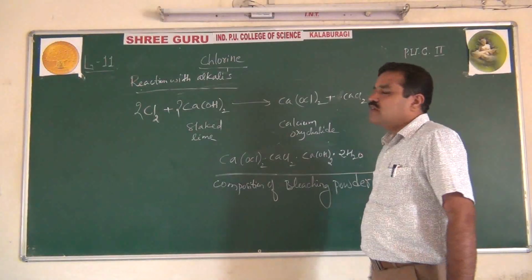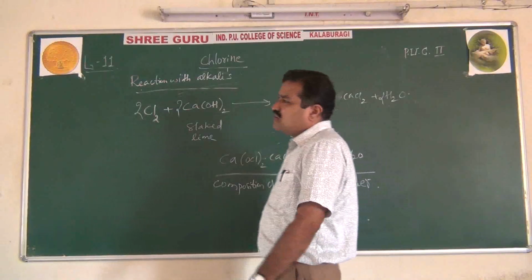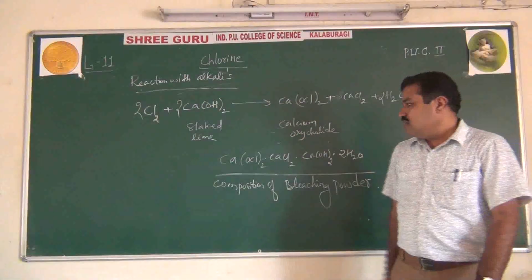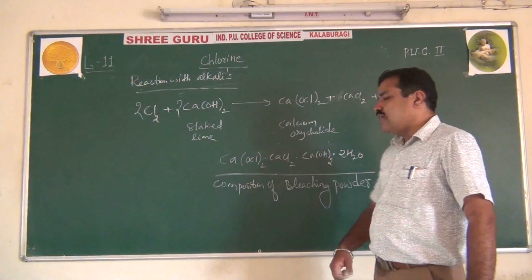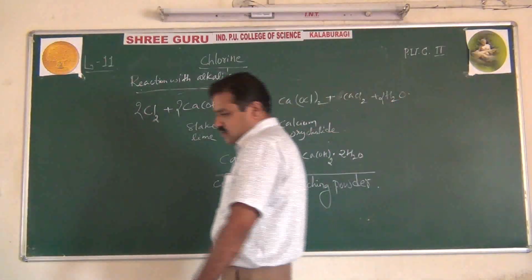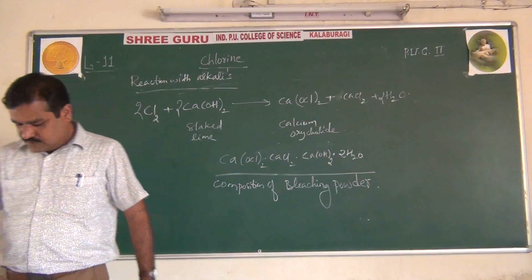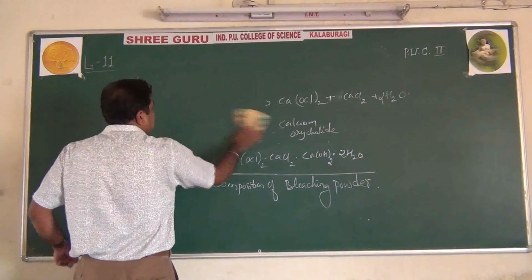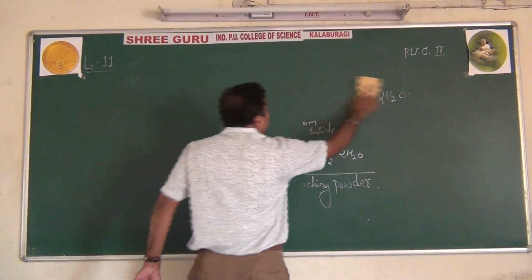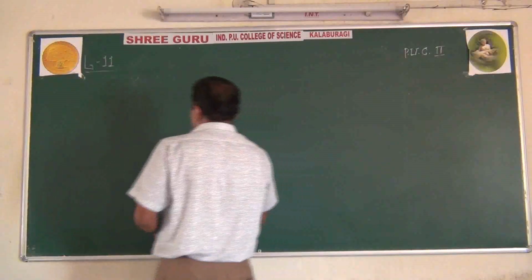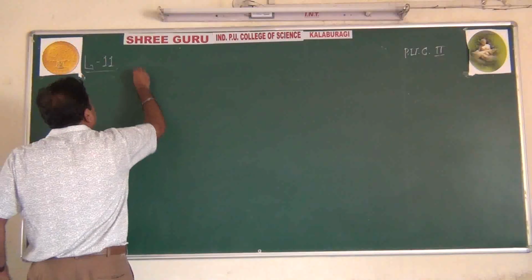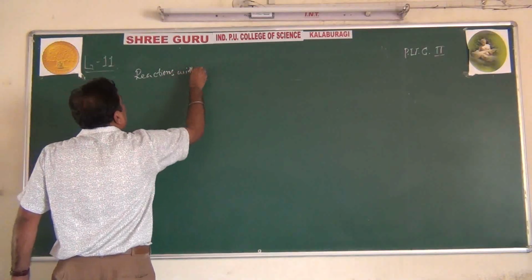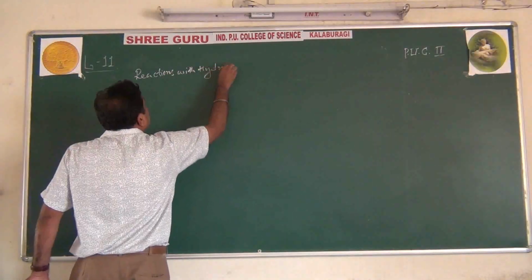That means chlorine reacts with strong alkali and undergoes disproportionation depending upon the condition. And here the weak alkali forms a very important compound, bleaching powder, calcium oxychloride. Not only this, there are other properties of chlorine: it also undergoes reactions with hydrocarbons.